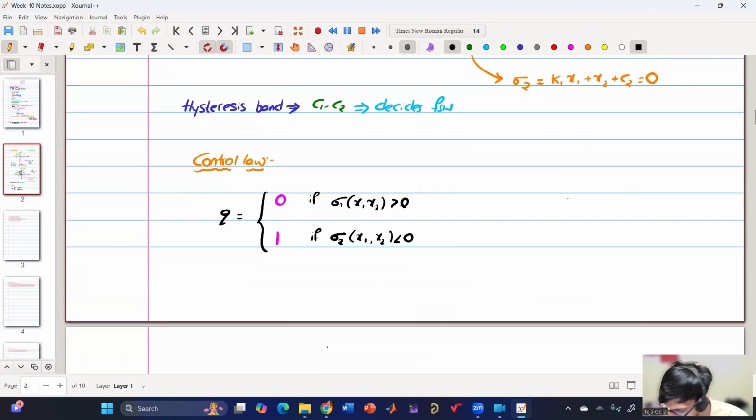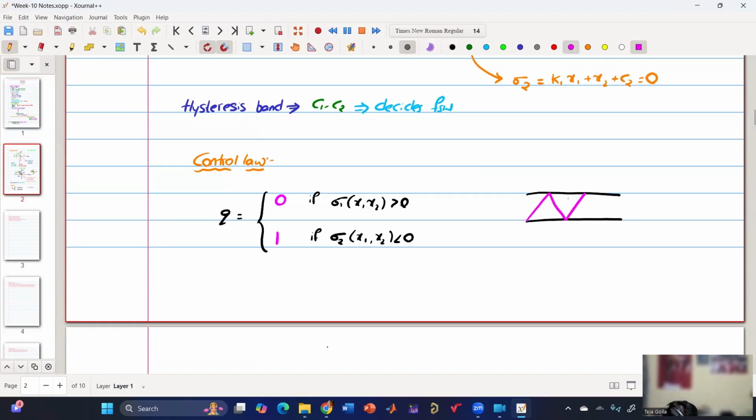So I can correlate it something like this. I have peak current and valley current, and this is my inductor current. From here, I can get my on time. So this is my gate pulse. In the similar way, instead of inductor current, I have the trajectory, and instead of current reference, I have two switching surfaces. Except for that, everything is just the same.